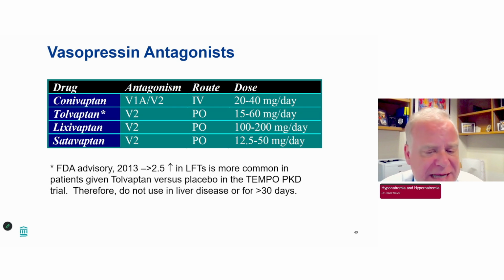So the vasopressin antagonist, really the only one that I've seen available anymore is tolvaptan. It got a marked reduction in its use more than 10 years ago because of the increase in LFTs that were seen in the TEMPO PKD trial. So we do use it in PKD, but patients need to be on a REMS program. But generally, it's not used in liver disease anymore, and it's not usually used for more than 30 days.